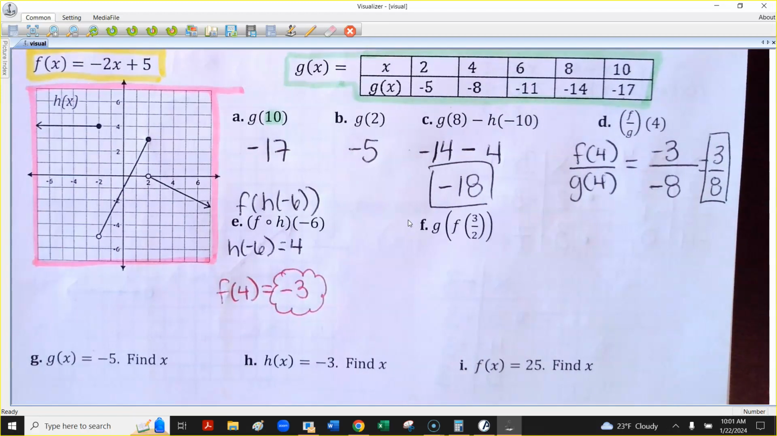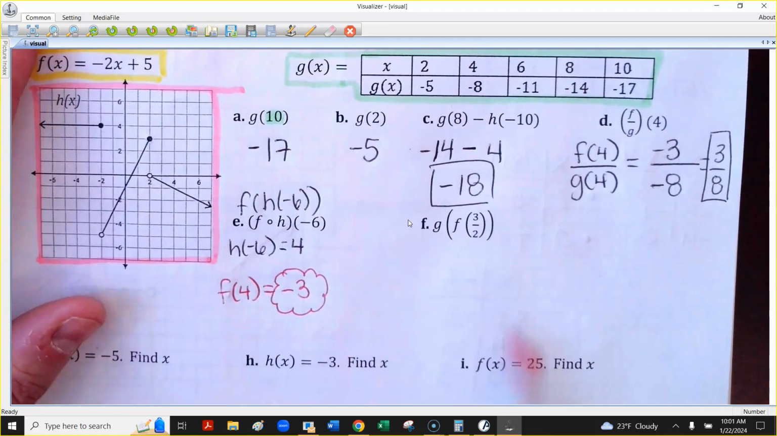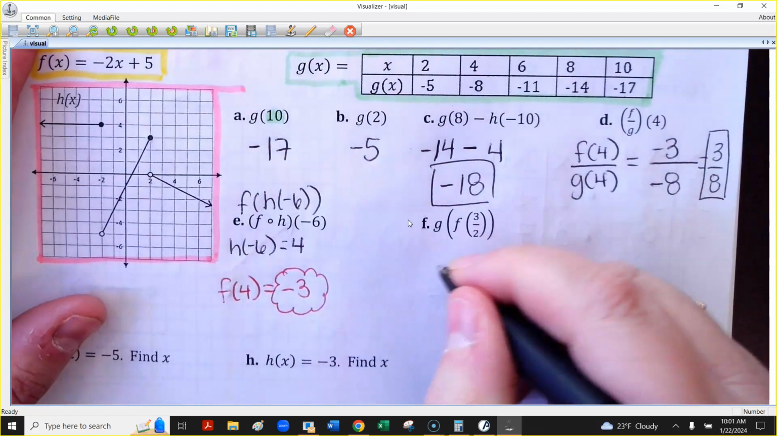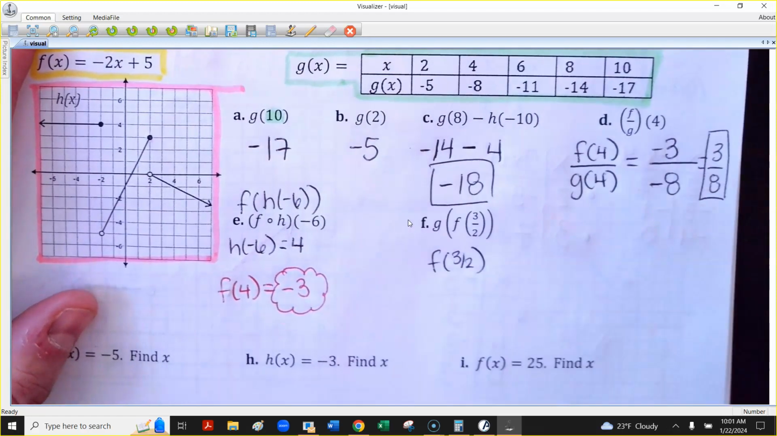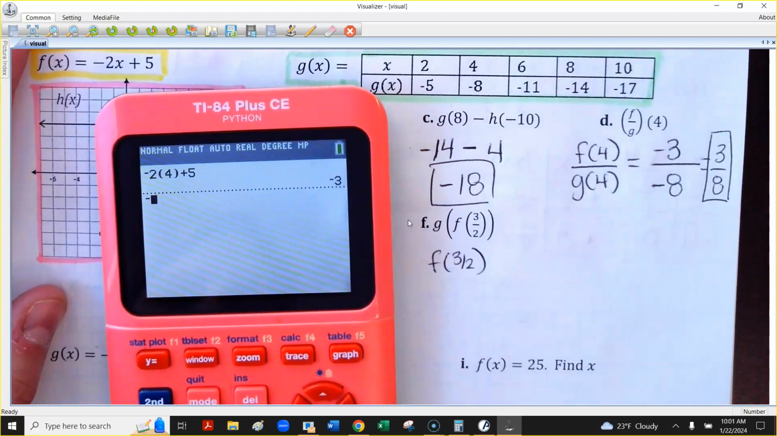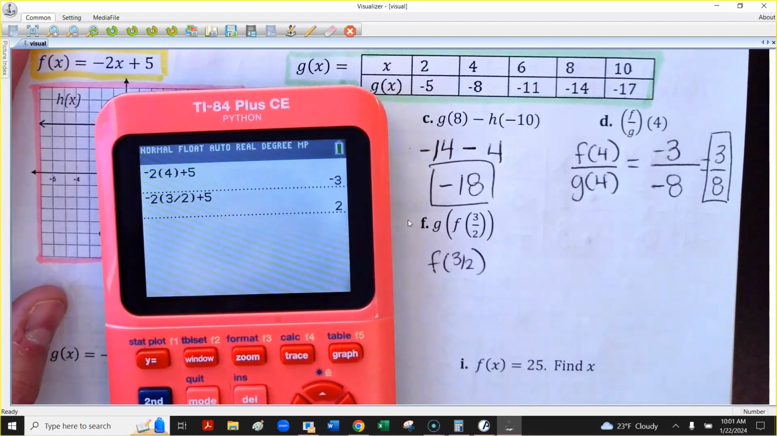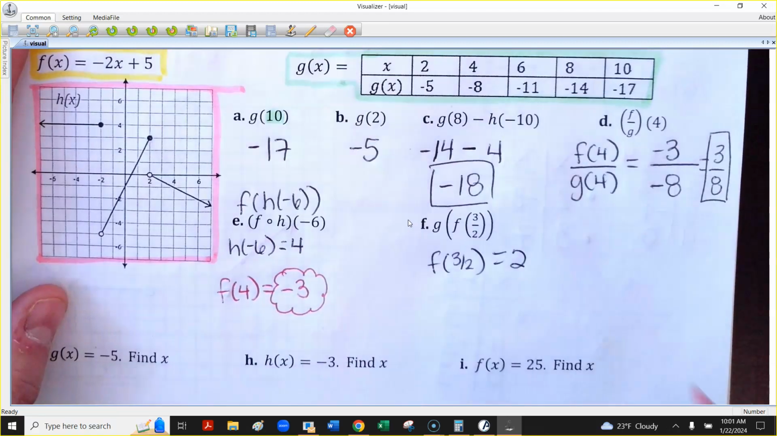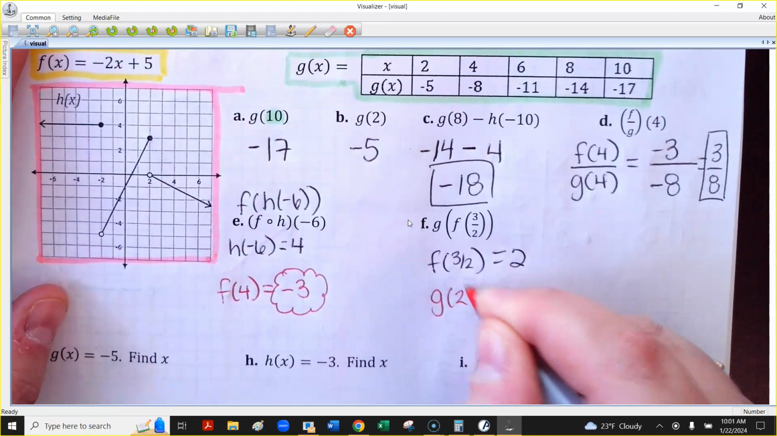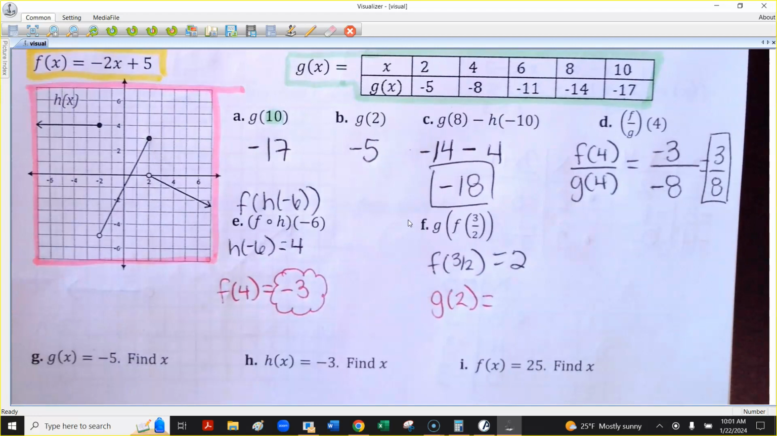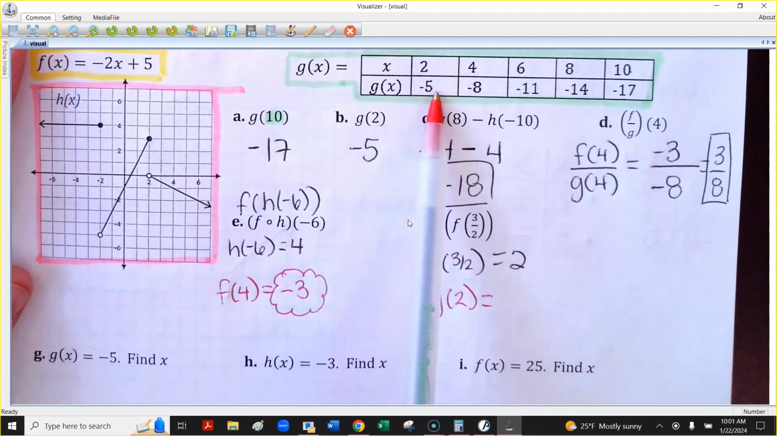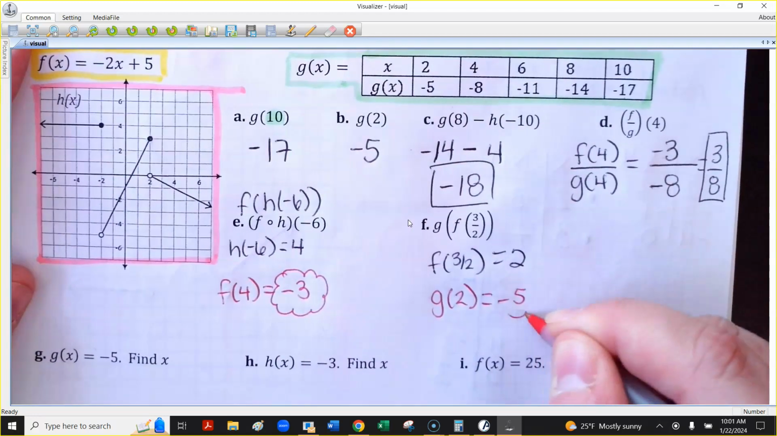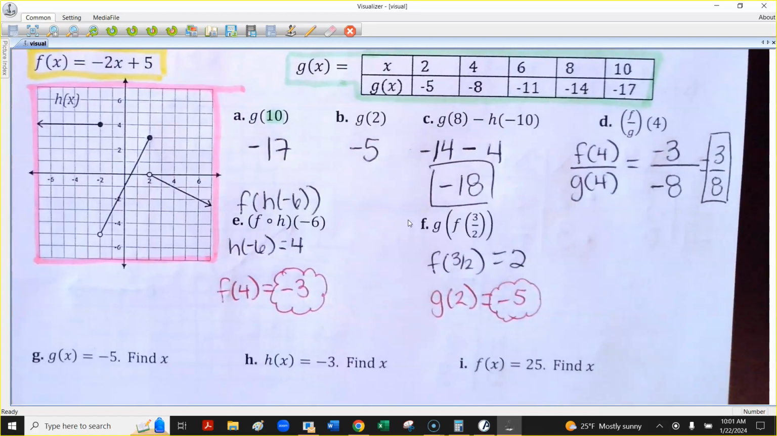All right. Now, this last one here is also composition. So I'm going to do f of 3/2 first. I'm just going to plug that in to my little function, 3 over 2 plus 5. This is going to end up being 2. Then with the composition, you take your answer and you're going to plug in 2 to the g function. Now g happens to be the table, and 2 goes with -5. So that's my lovely answer there.